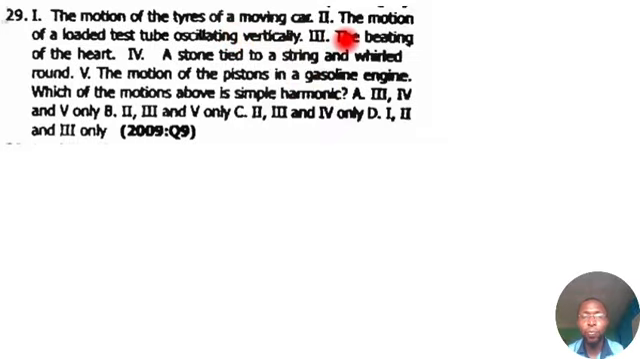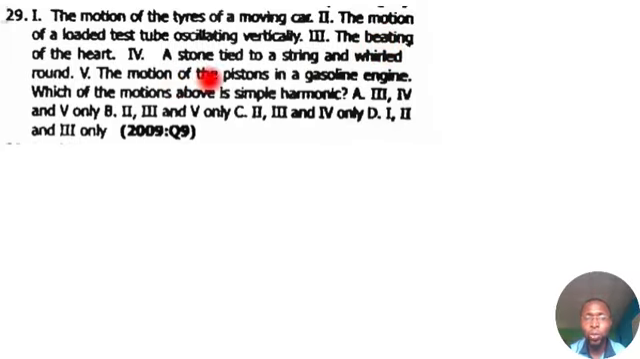So let's see the first one. The first one is the motion of the tire of a moving car. Of course, the motion of the tire of a moving car is a linear motion, so I is out of it. We have the motion of a loaded test tube oscillating vertically. We mentioned this one as an example, so II is correct. Then we also have III, the beating of the heart. The beating of the heart is another example that we didn't mention. It's an example of simple harmonic motion because the heart also goes back and forth.